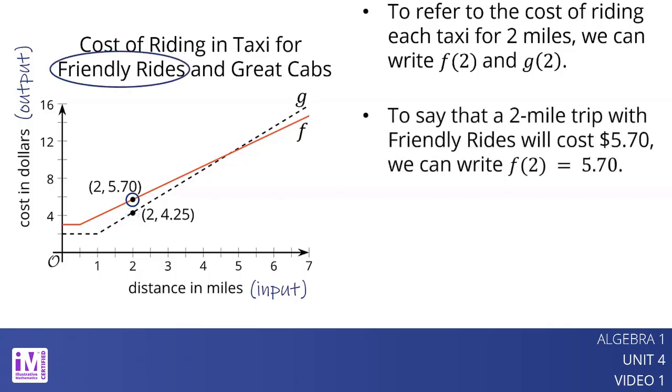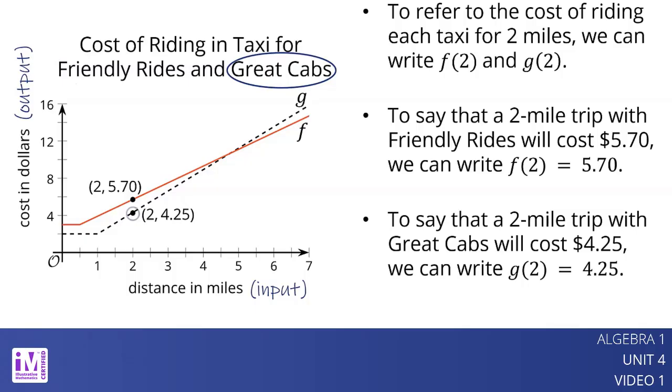To say that a 2-mile trip with Friendly Rides will cost $5.70, we can write f of 2 equals 5.70. To say that a 2-mile trip with Great Cabs will cost $4.25, we can write g of 2 equals 4.25. These three examples show us that function notation is a concise way to refer to a function and describe its input and output.